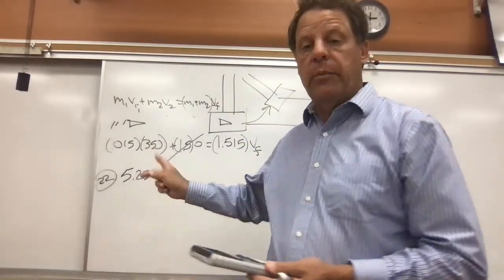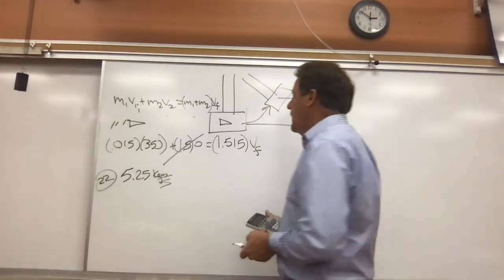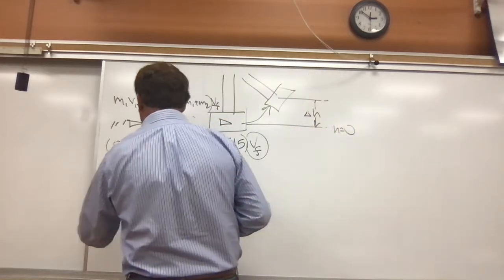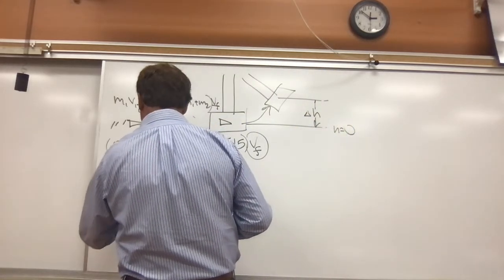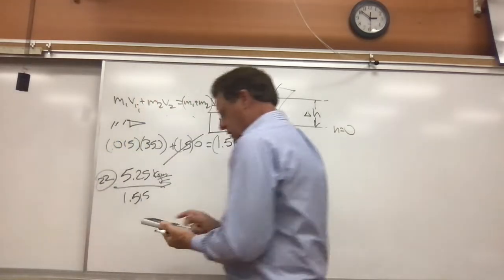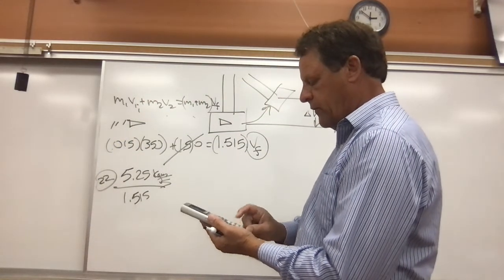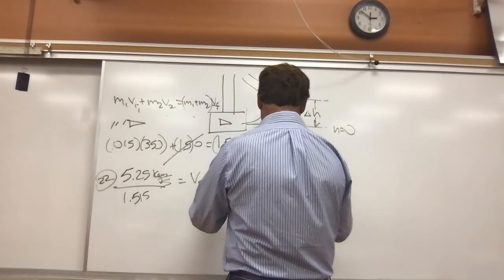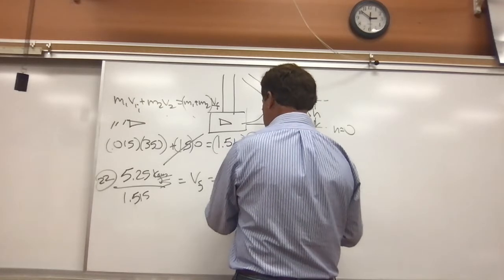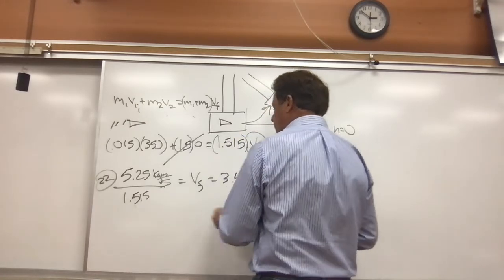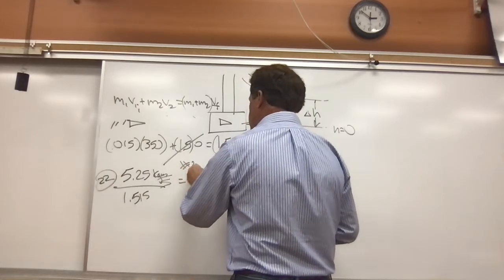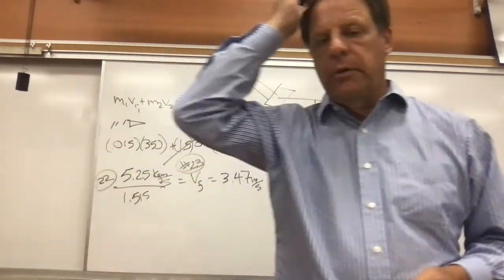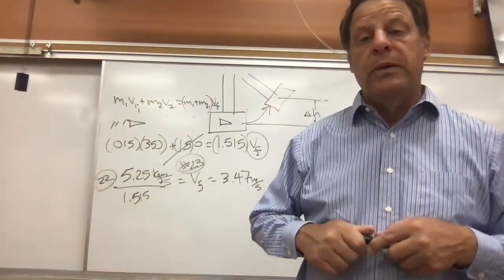Determine the velocity of the bullet and the block afterwards. And so when we do that, really to isolate this, we just have to divide 5.25 by 1.515, and our final velocity is going to be 3.47 meters per second. Okay, so this is question number 23. Question number 24. What will the maximum height reached be?